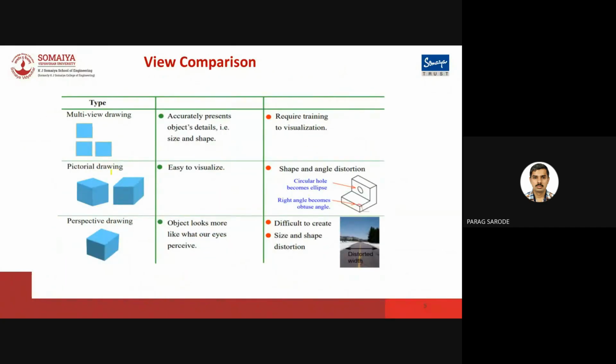So, whenever we get a multi-view drawing, let us look at a comparison. It accurately represents the object details, the same shape and size. But it requires training to visualize. So that's why we need a lot of practice whenever we get a multi-view drawing. That's why, for orthographic projection, you need to solve different types and a number of problems so that you can practice getting the views.